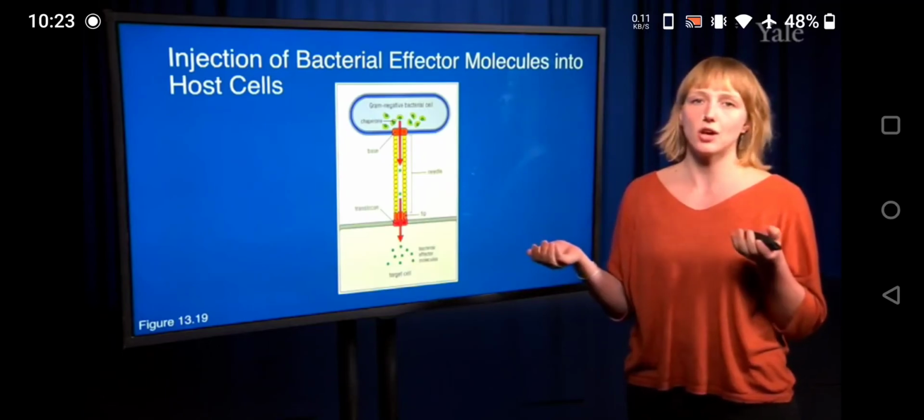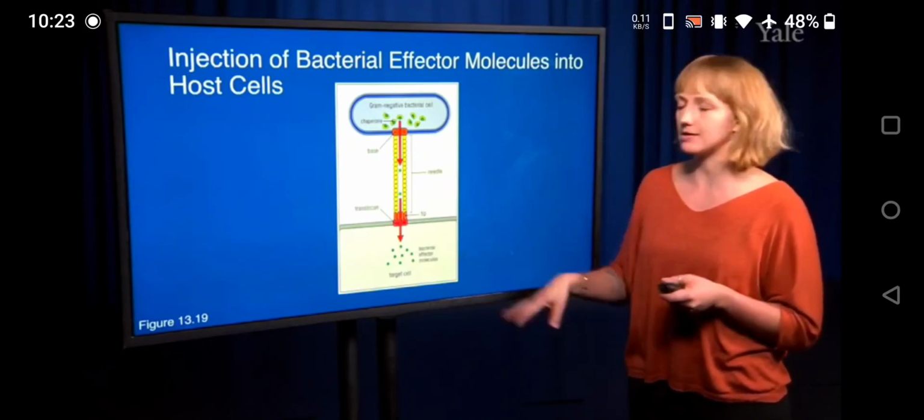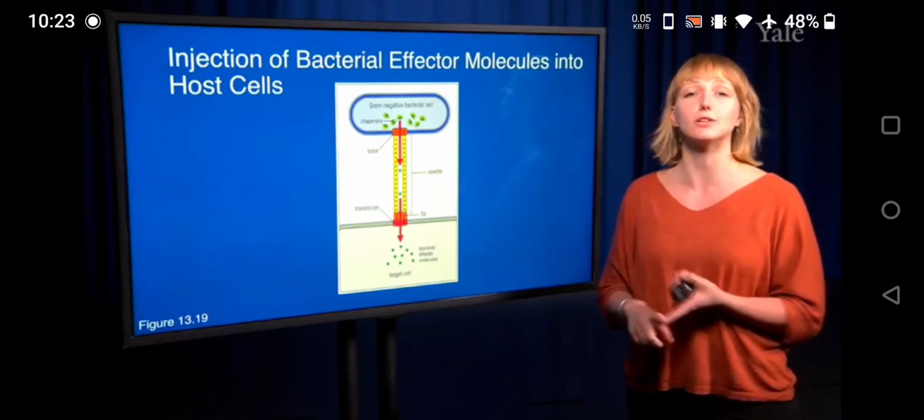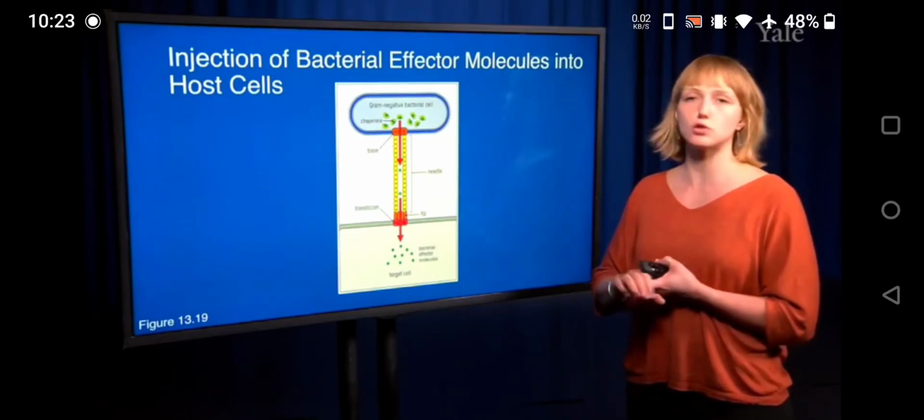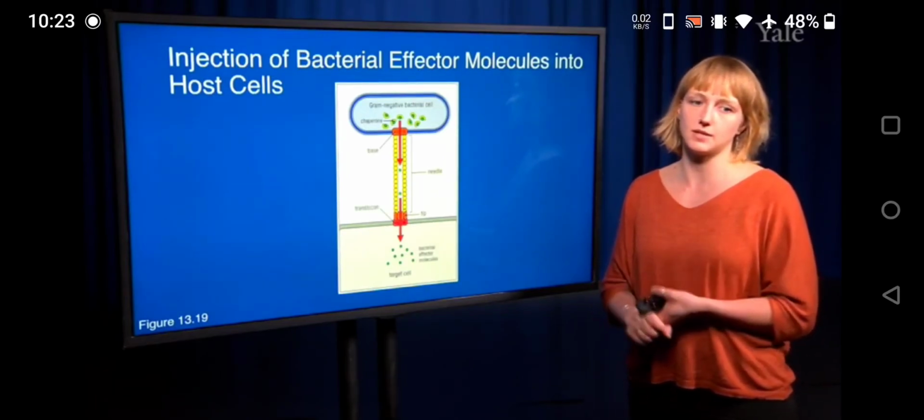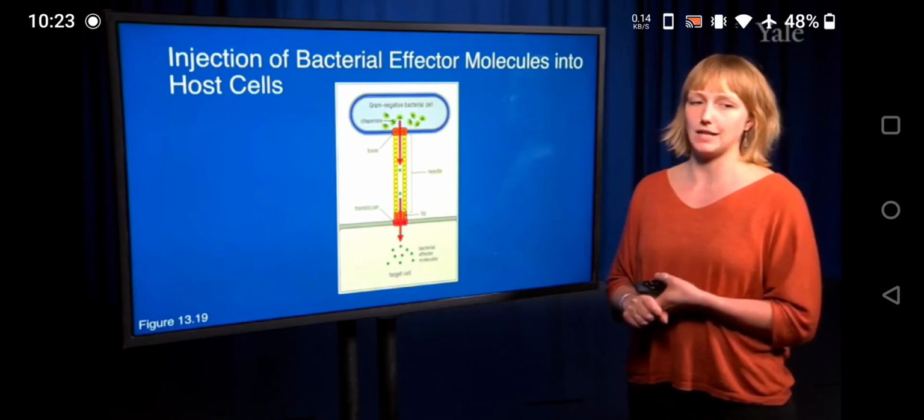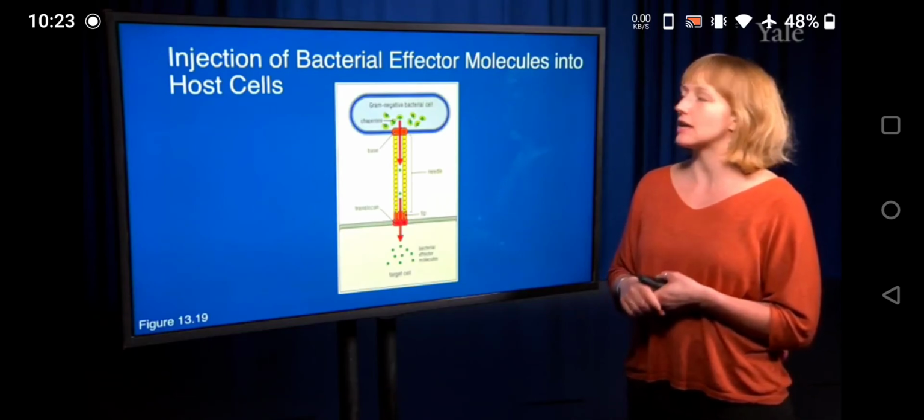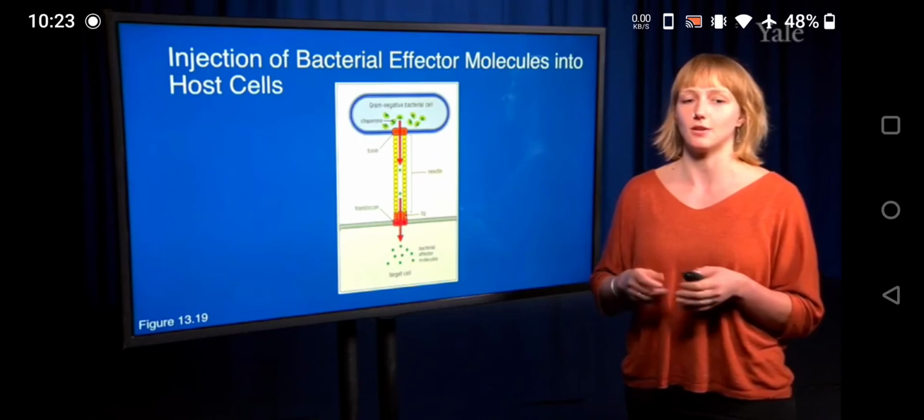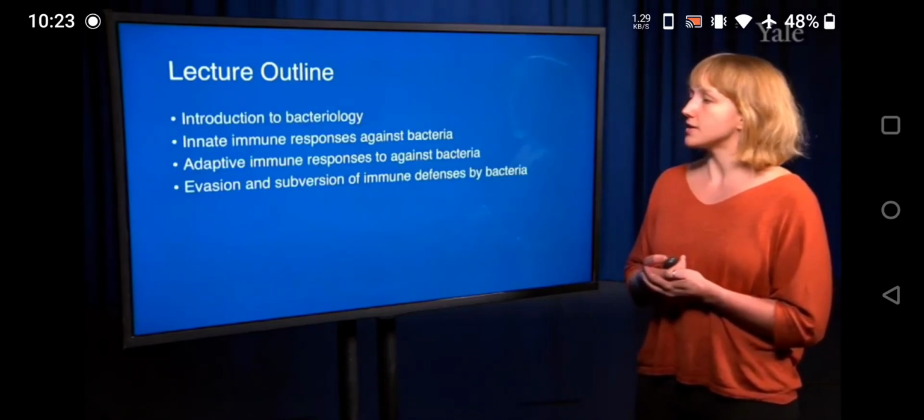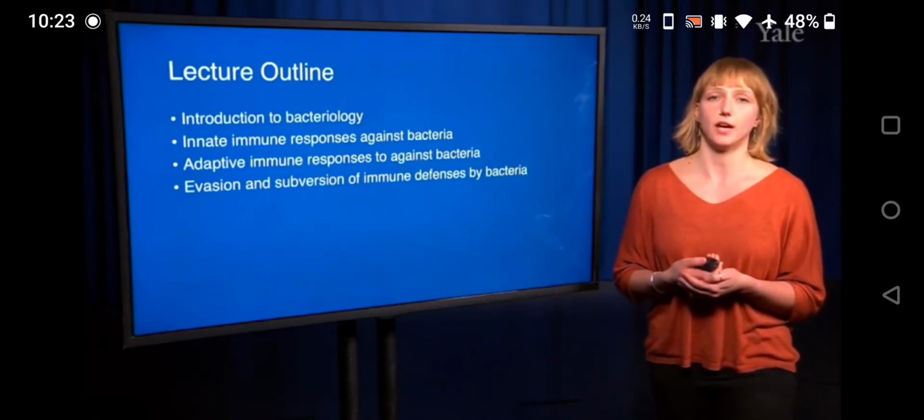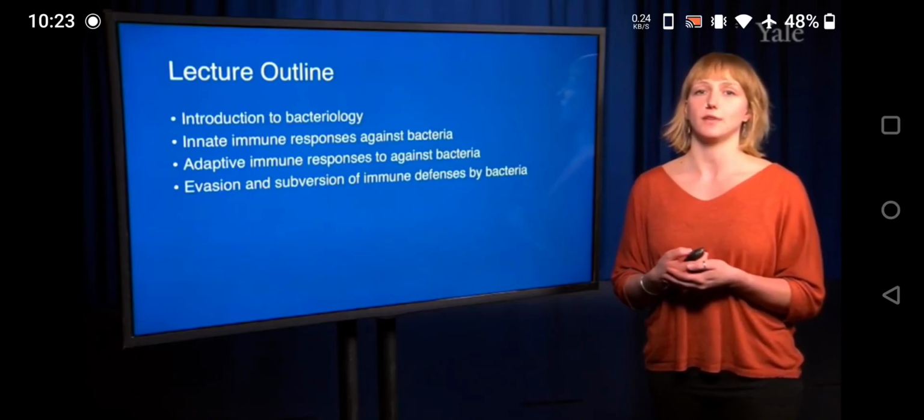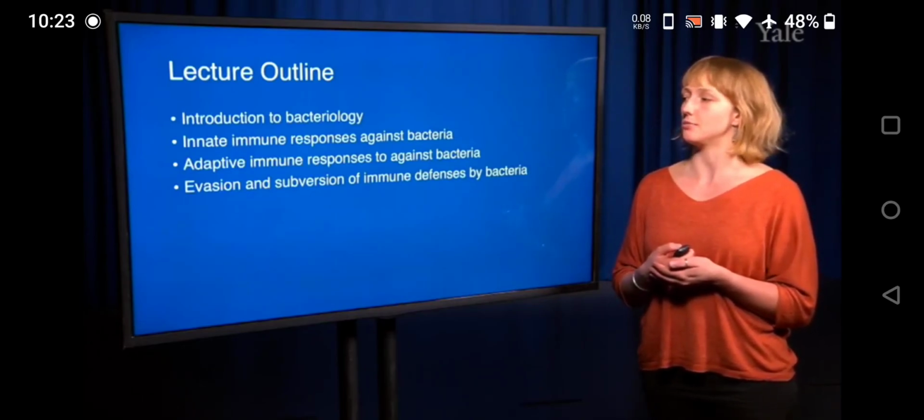These nano-injectors tend to inject bacterial effector molecules that can either kill a target cell, or neutralize it so that it prevents the cell from acting in an antimicrobial fashion, and can also modulate the immune response of the host. So those are just a few examples of how bacteria have evolved to evade and subvert the immune defenses of the host.